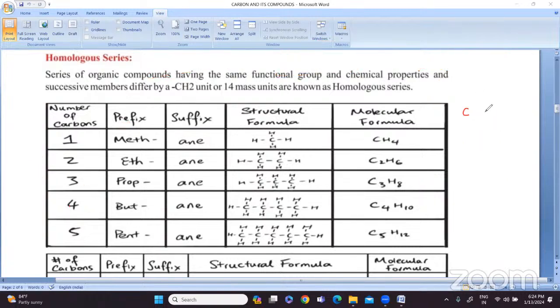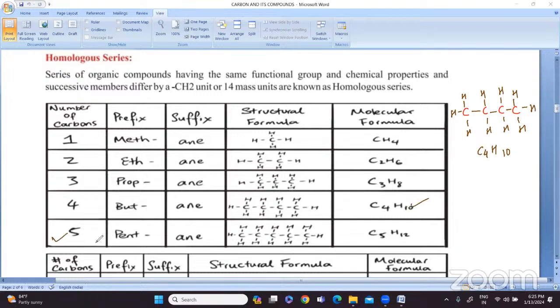C4H10. So 4 carbon atoms, 1, 2, 3, and 4 carbon atoms. Now we'll write the hydrogens. So how many hydrogens should there be? 10 hydrogens. So 1, 2, 3, then 1, 2. Count the hydrogens now. So it is C4H 1, 2, 3, 4, 5, 6, 7, 8, 9, 10. So it is C4H10. Understood? Okay. So this is the structure of your butane.